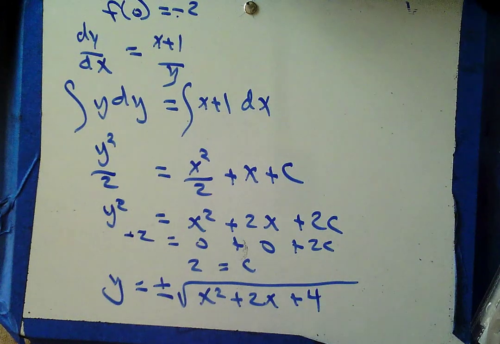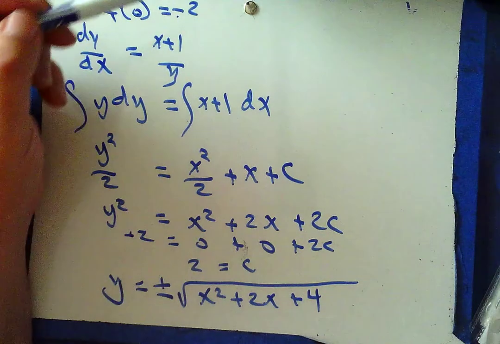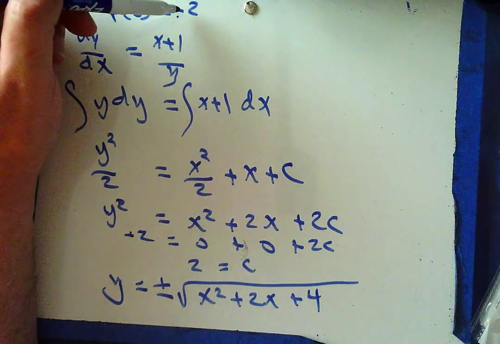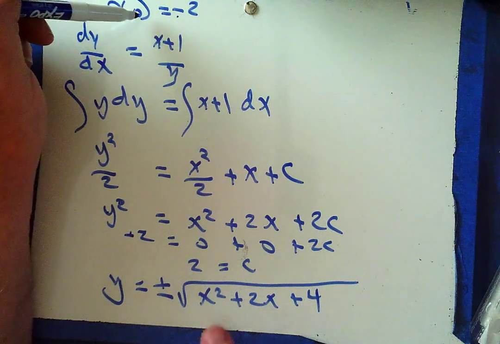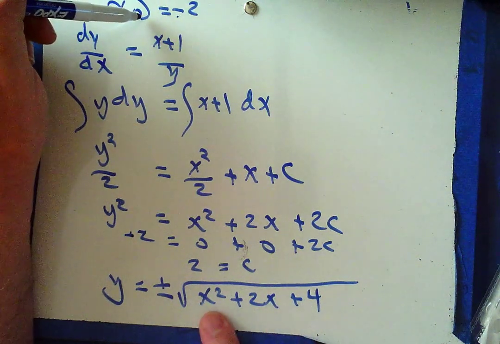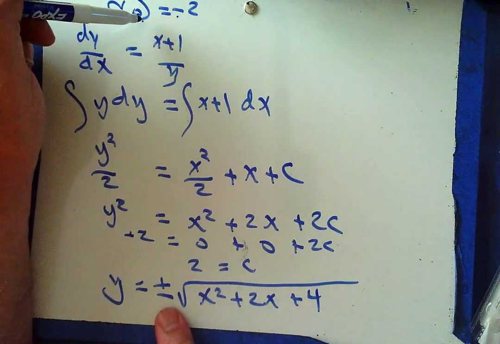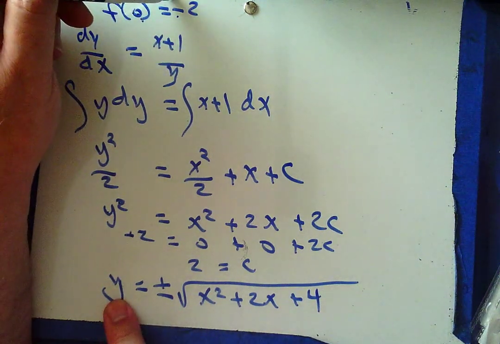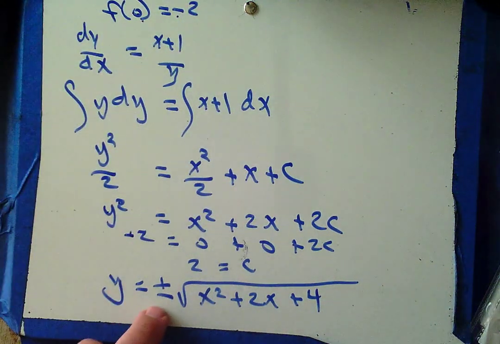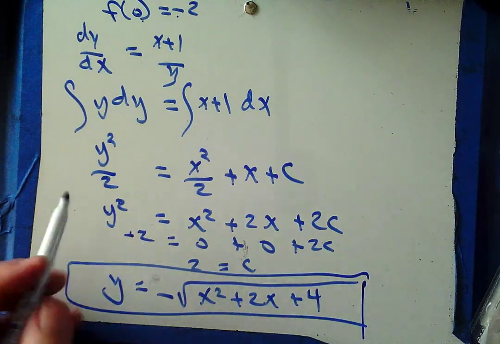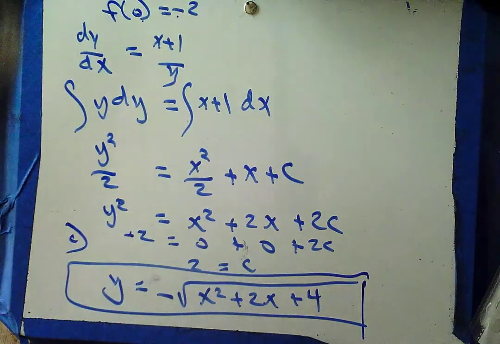Okay, now let's take a look at our particular solution. When we have our particular solution, we're supposed to get a negative 2 when we plug in 0. Well, if I plug in zeros here, I get 0 plus 4 is 4. Square root of 4 is 2. Plus and minus 2 equals negative 2. So it's not plus or minus, it's just minus. There's our particular solution, part C for number 3.